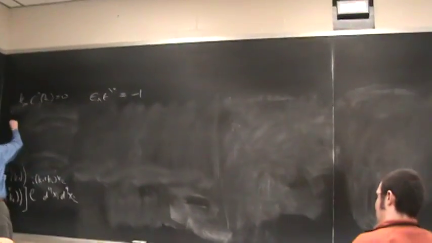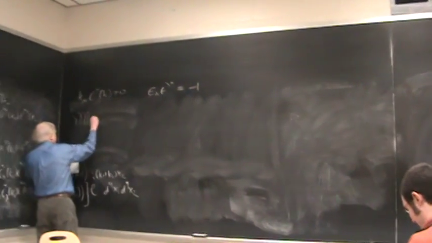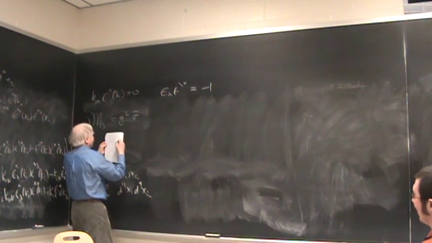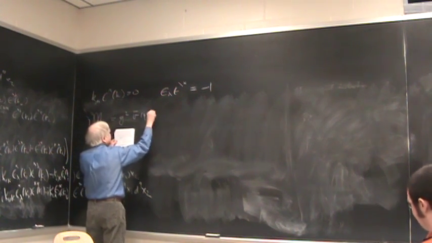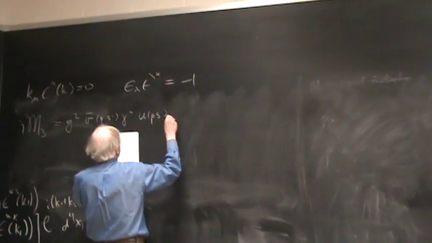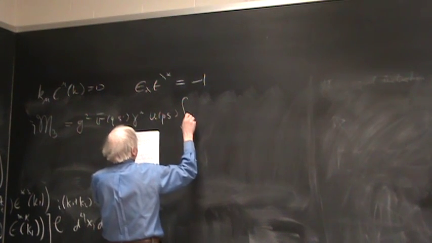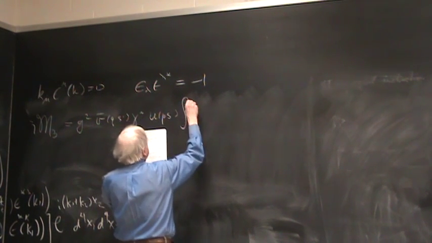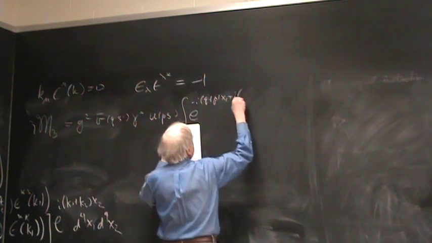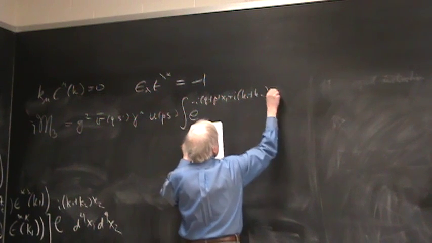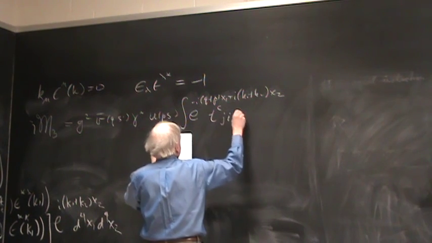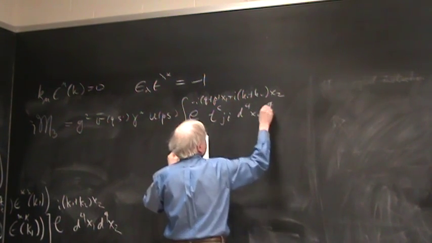So now iM3 is equal to g squared, v bar (q, s prime) gamma mu u of (p and s). And now this integral, e to the minus i(q plus p)x1 plus i(k1 plus k2)x2, T^C_{ji}, d^4x1 d^4x2.